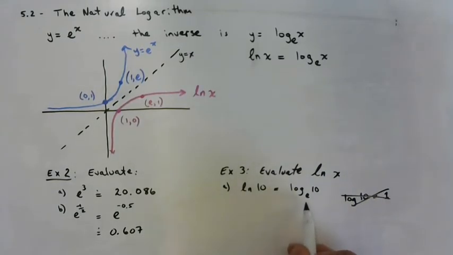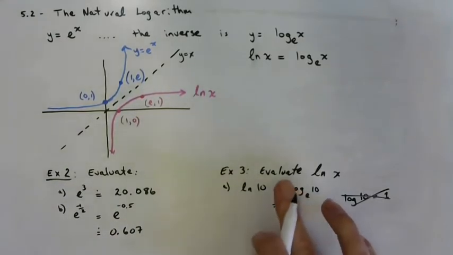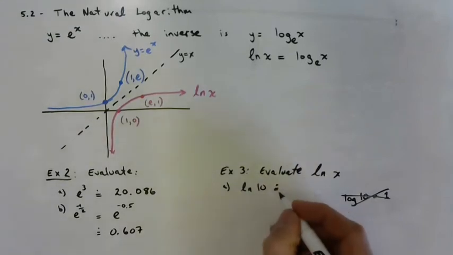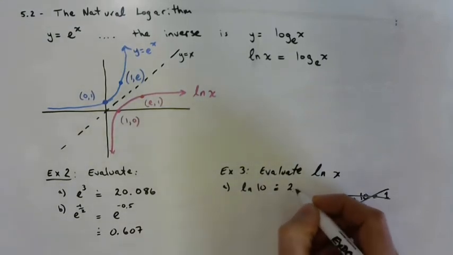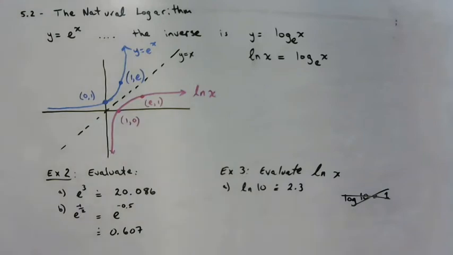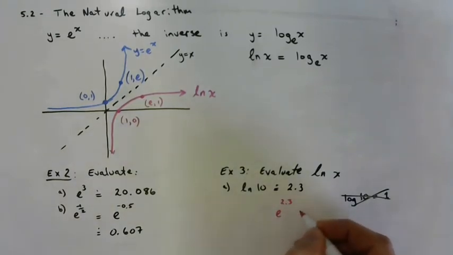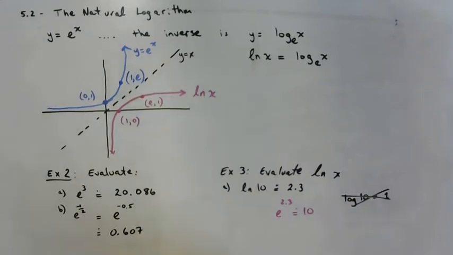It's going to be the exponent that you need to raise e to get 10 if we were going to convert it into exponent form. You don't have to do that. You're just going to chuck it into your calculator as is, and you're going to find out that that's approximately 2.3. So again, just as a reminder, what does that mean? That means that e to the power of 2.3 is approximately 10.